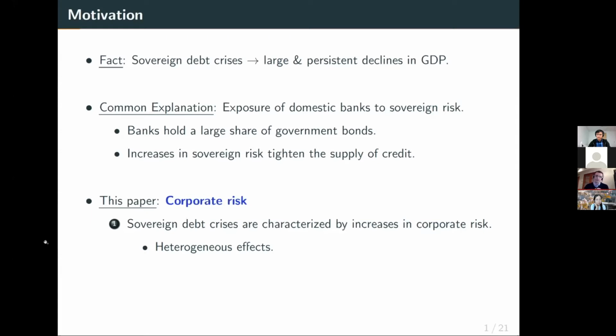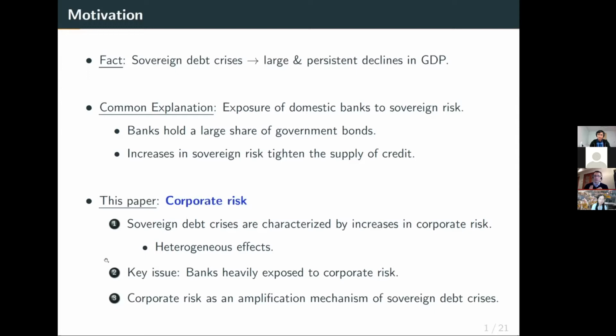Now, the key issue here, of course, is that the domestic banks are typically heavily exposed to corporate risk. For the European countries, on average, the exposure of the banks to corporate risk is around 4 to 5 times larger relative to their exposure to sovereign risk. So this increase in corporate risk will have a significant effect on the balance sheet of these domestic banks and will amplify, in a sense, the contraction in the credit supply. So the goal of this paper is to study and quantify the importance of corporate risk as an amplification mechanism of sovereign debt crises.